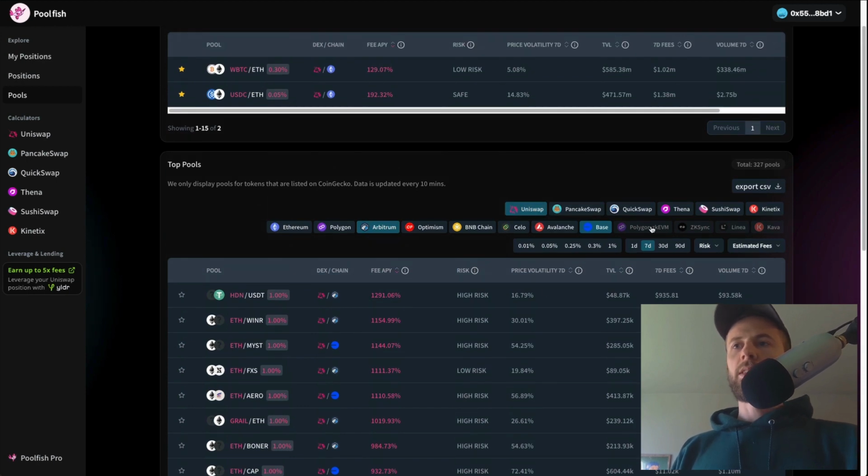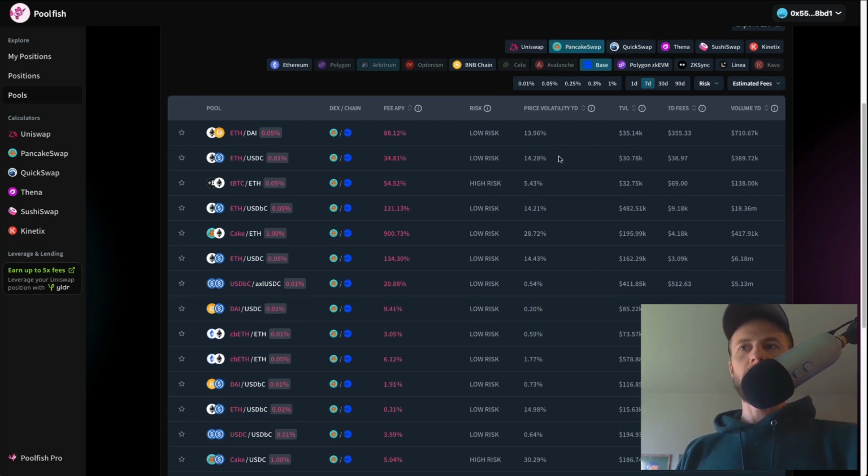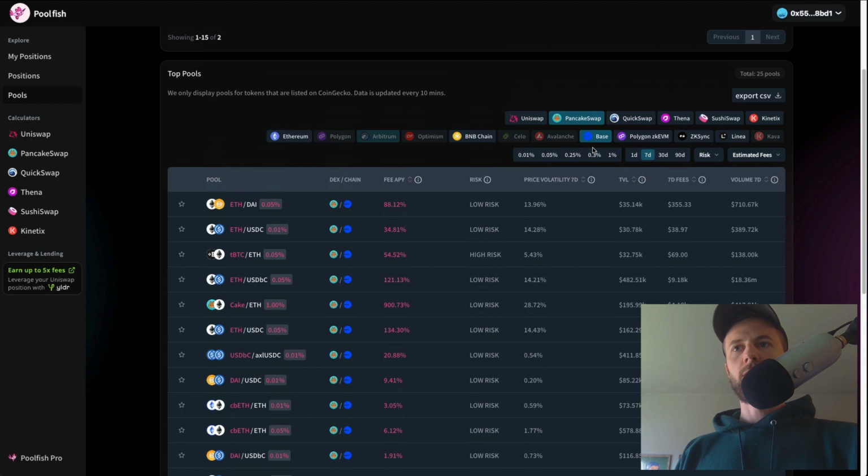As well as maybe there's a very specific dex. Maybe you like PancakeSwap, you like getting some cake, and so you select PancakeSwap, and you can look through the different pools that are specifically on Base. So these filters can help you to find some good options there.